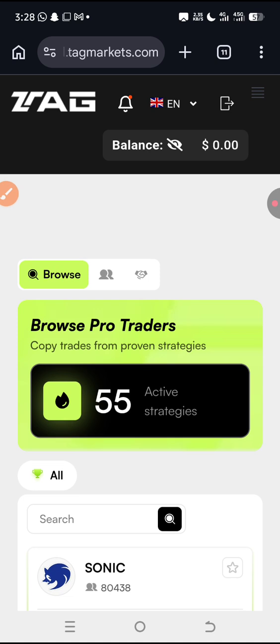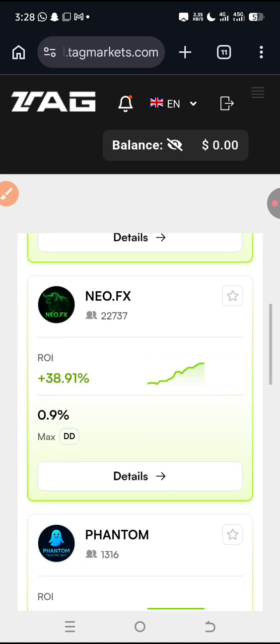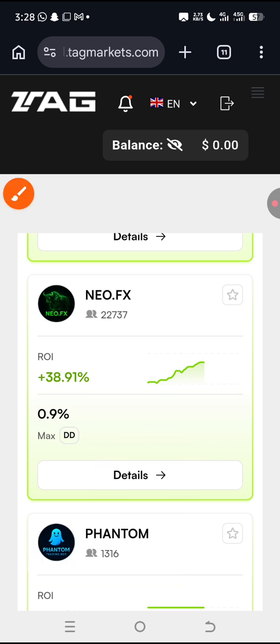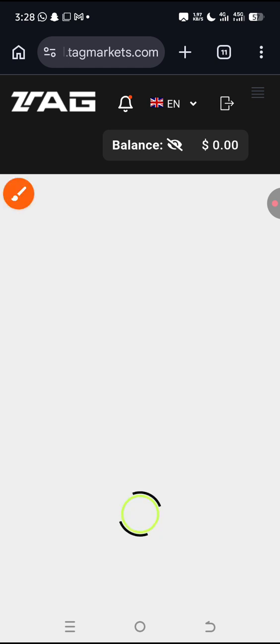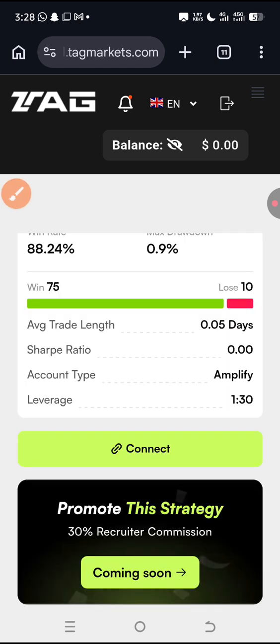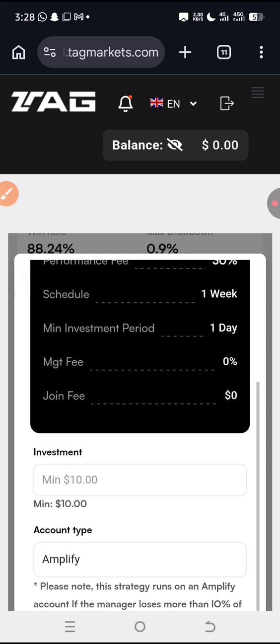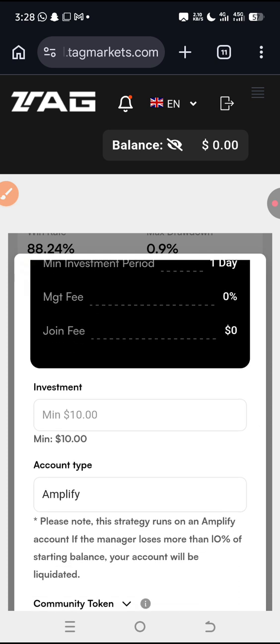Now we are here. The next thing is to click on details at the bottom of who you want to copy. So please make sure you copy the right person. Then after that, I'll click on next. After doing this, it depends how much you have deposited, because you must have deposited before you copy someone.